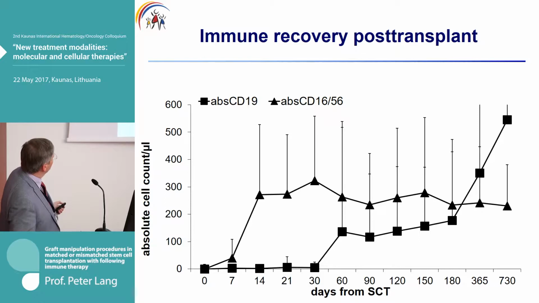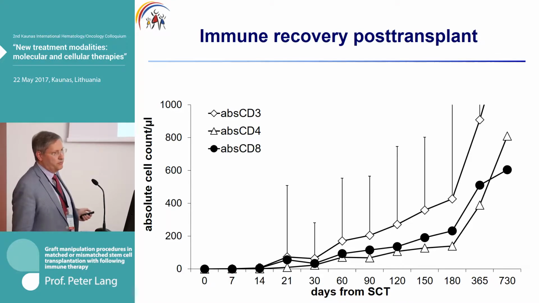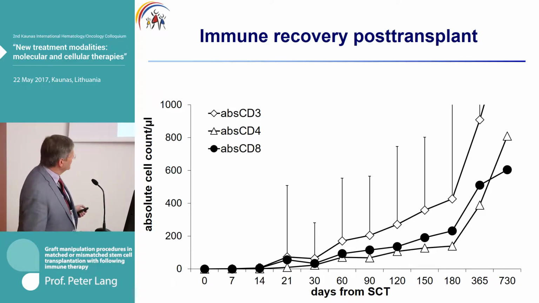And this is the immune recovery post-transplant. As you can see, NK cells already rise up within 14 days after transplantation and reach a high peak. Afterwards, they go down to normal levels. CD19 positive B cells start to recover at day 30. The T cell recovery is slower because of the profound depletion. However, we find about 200 CD3 positive cells at day 100, and patients needed about 1 year to reach completely normal T cell levels.